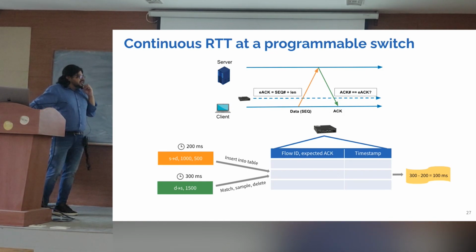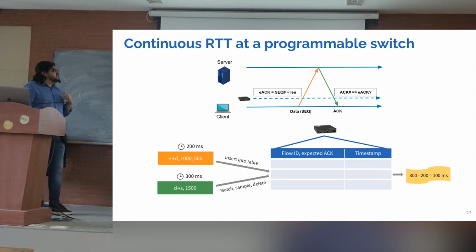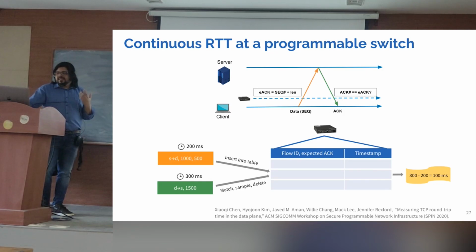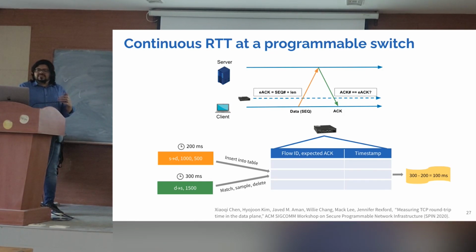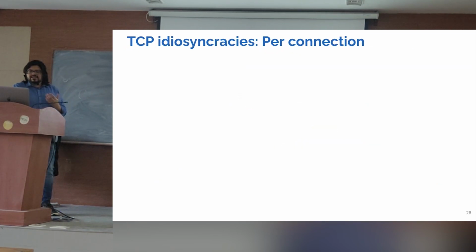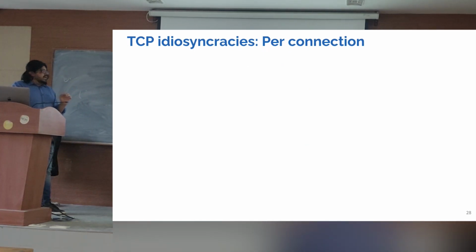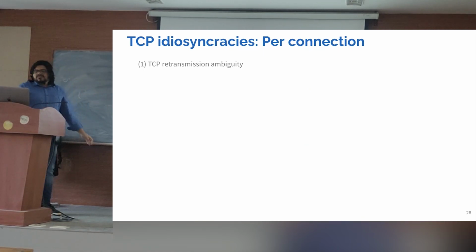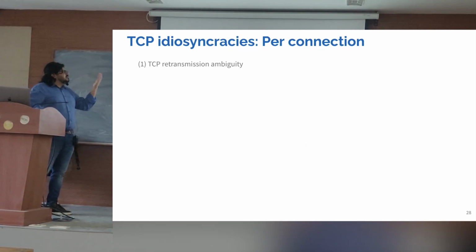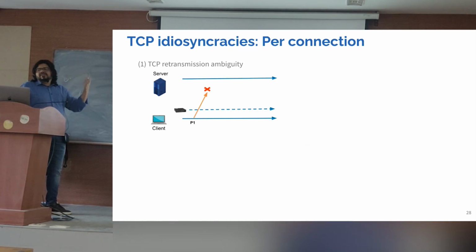Now, this is work that was previously done in our group, but it does not solve the problem entirely. There are many other problems on top of this that one has to handle. It's not this trivial to measure RTT. TCP has many idiosyncrasies or peculiarities, and those are required for other functionality. But let's look at some of the idiosyncrasies that make RTT monitoring hard, particularly. And these are per connection, or even per flow, right? So one sender and one receiver, just that pair. The first one is TCP retransmission ambiguity. And what happens here is that, let's say the client has sent a packet and the packet gets lost. It has retransmitted that packet, right?